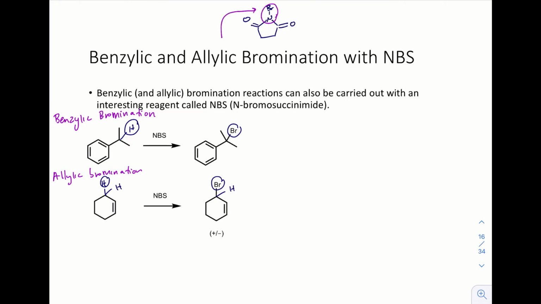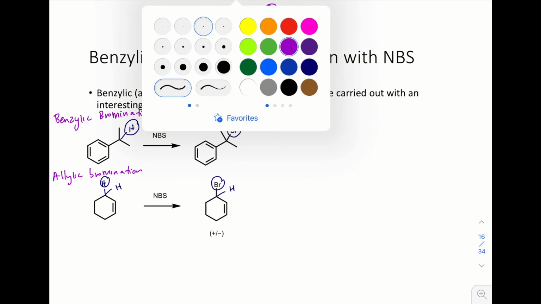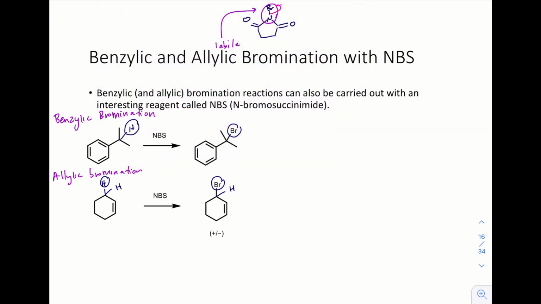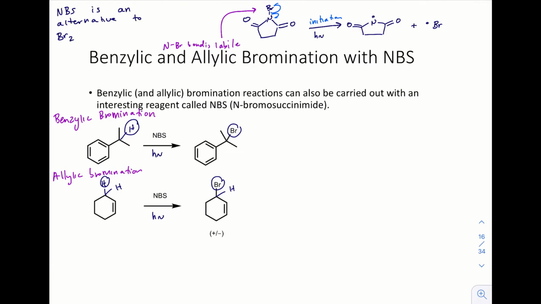So this N-Br bond is labile, meaning it is susceptible to homolytic cleavage. So it can cleave, and that will generate these two radical species. And as before, this bond cleavage is facilitated by light. If you are wondering, why would one use NBS? Well, it's an alternative to bromine. Again, that doesn't answer the question, but remember that bromine is a corrosive liquid, which is one reason to avoid it.